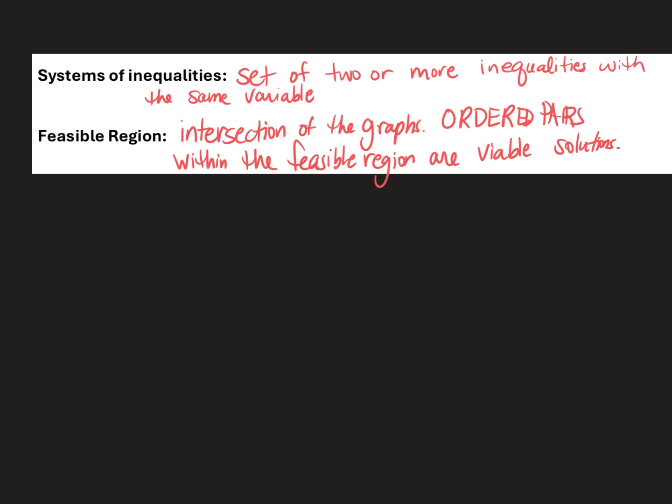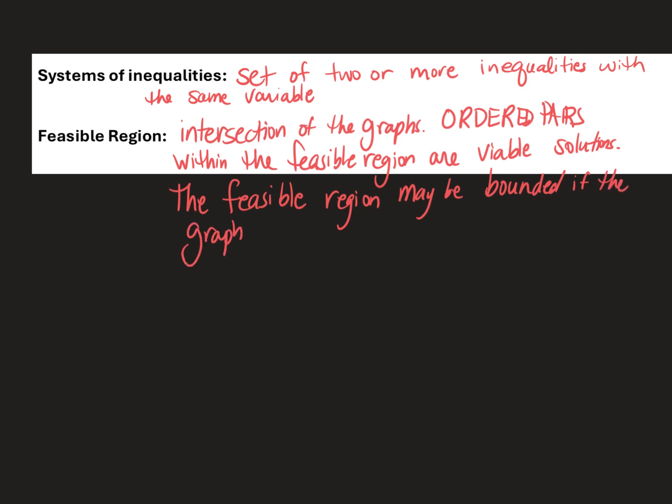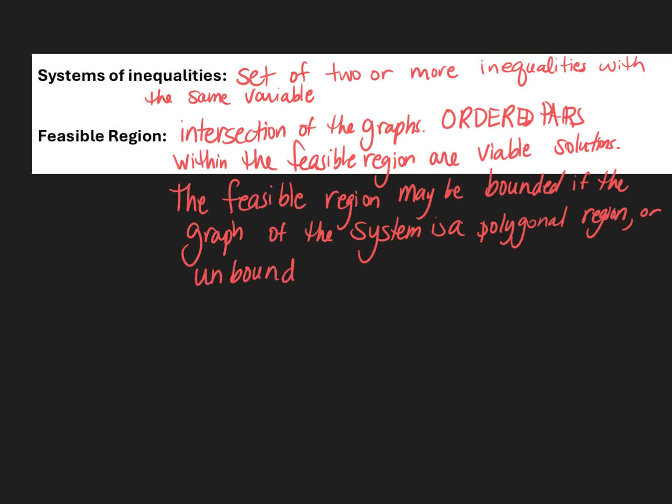The feasible region may be bounded if the graph of the system is a polygonal region, or unbounded if it forms a region that is open.